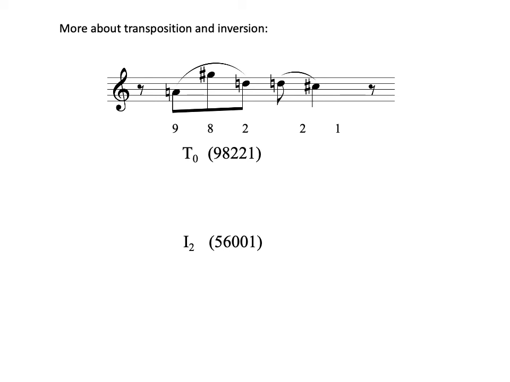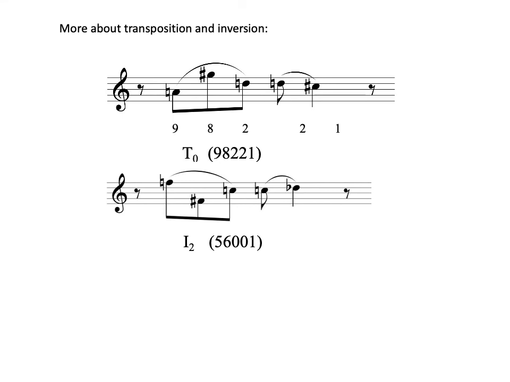So to get 9 up to 14, you add 5. To get 8 up to 14, you add 6. To get 2 up to 2, you add 0. And to get 1 up to 2, you add 1. So the I2 version is going to be 5, 6, 0, 0, 1. And of course we could see those as notes. 5 is F, 6 is F sharp, 0 of course is C, and D flat or C sharp is 1.